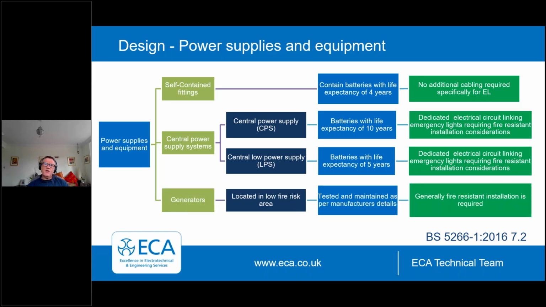But what about generators? If we're going to be installing generators, it states they need to be located in a low fire risk area. We need to consider the testing and maintenance procedures for them. And generally speaking, they're the same. Fire resistant insulation and cabling would be required for these, but there are all different items to consider. It could be really, really complex. And we haven't even touched on the parallel systems that you can have that will facilitate testing. But we'll come to that a little bit later on.